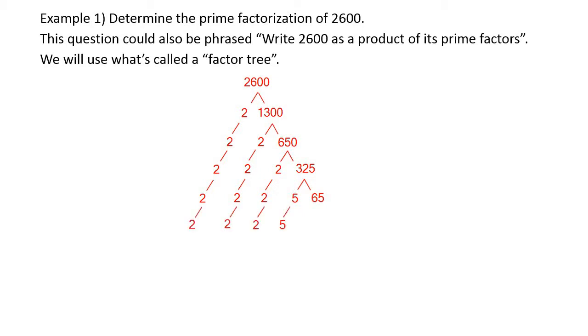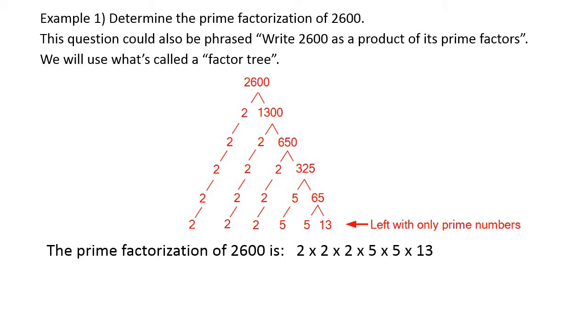So carry down all of those 2, 2, 2, and the 5. And 65, what do we think about that? Well, that will be 5 times 13. And now we're left with only prime numbers. The prime factorization now we can write of 2600 is 2 times 2 times 2 times 5 times 5 times 13. It's the bottommost row of that tree we just formed.